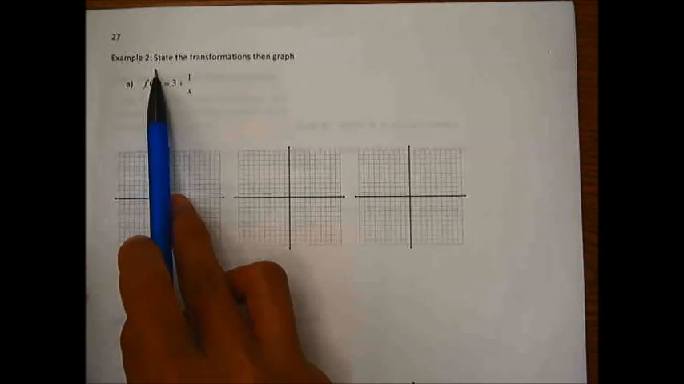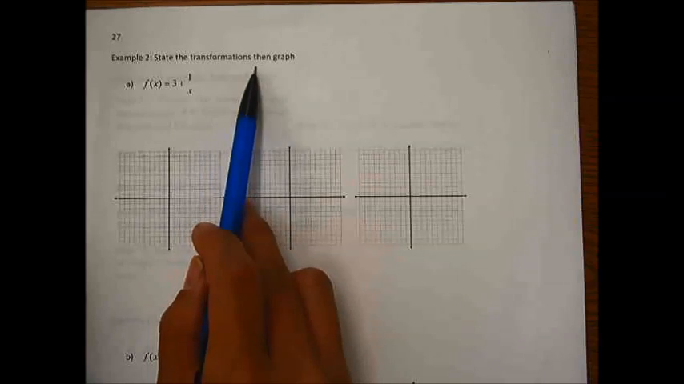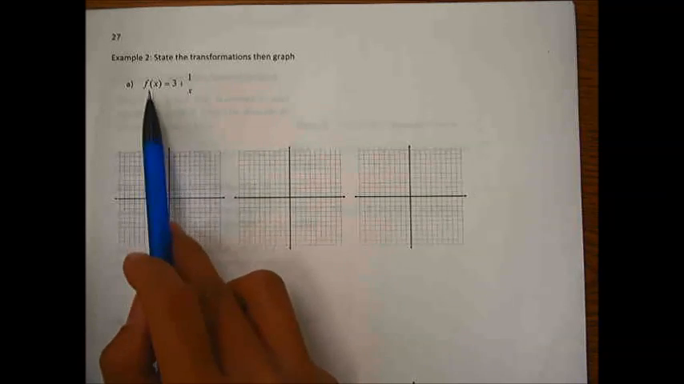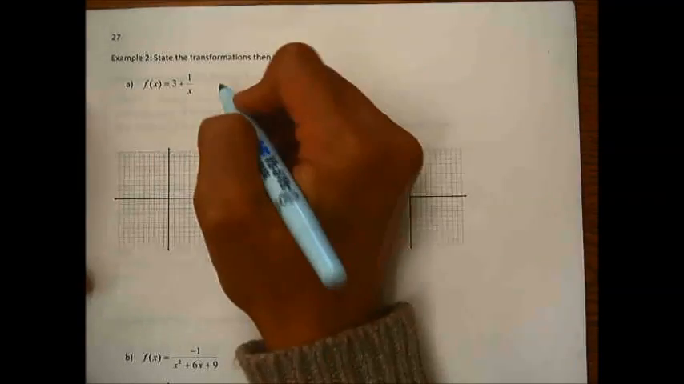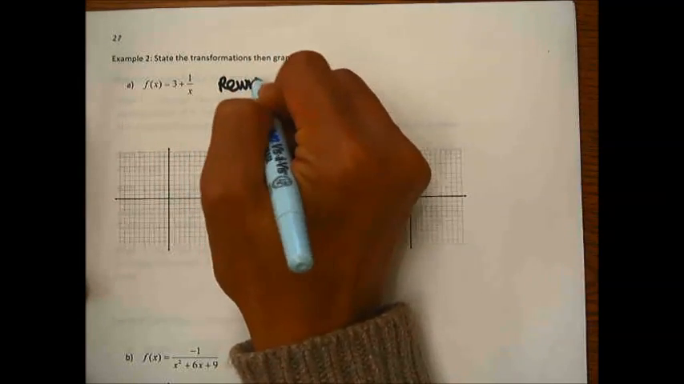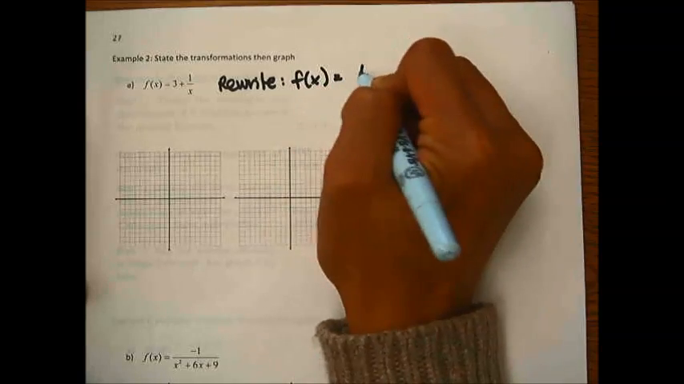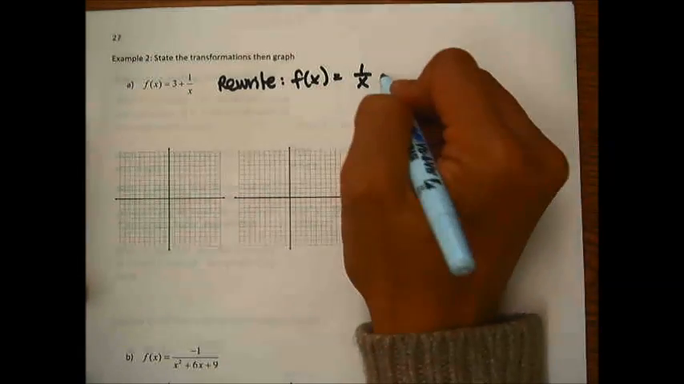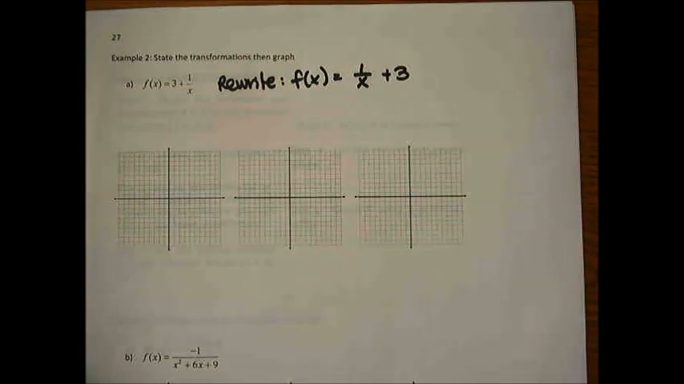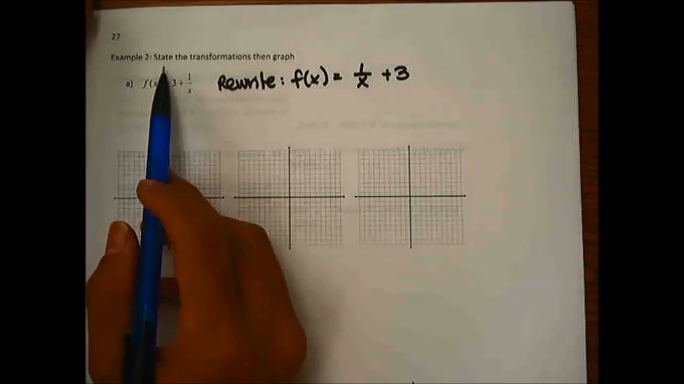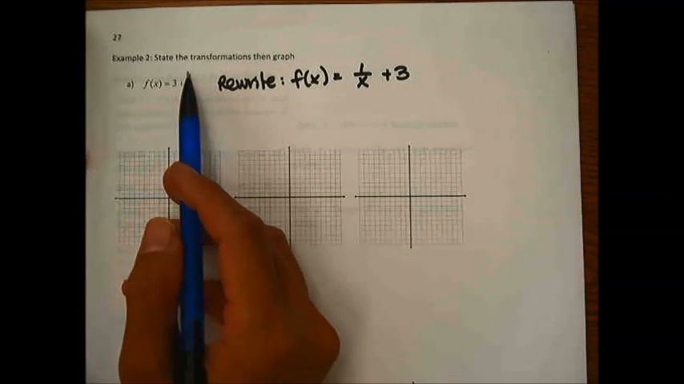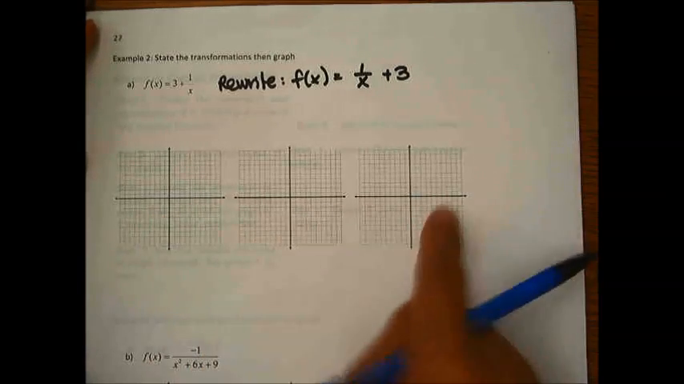Example 2, state the transformations, then graph. Notice how this has a fraction right here. The first thing I'm going to do is rewrite it to where my x term is in the front, so 1 over x plus 3. Anytime you see transformations, you're going to have to graph that in stages.